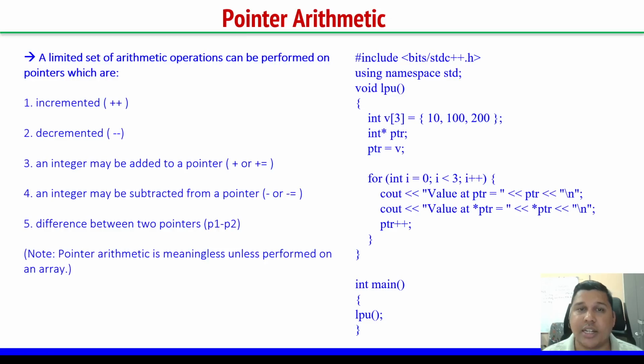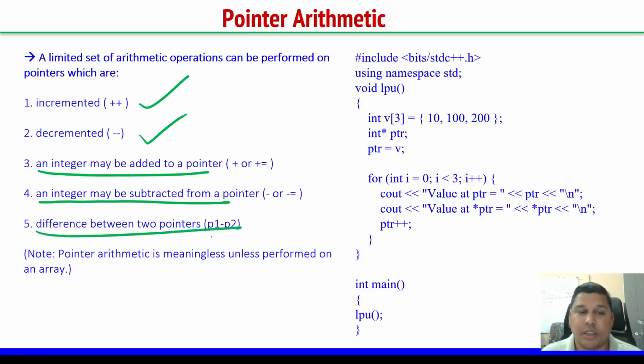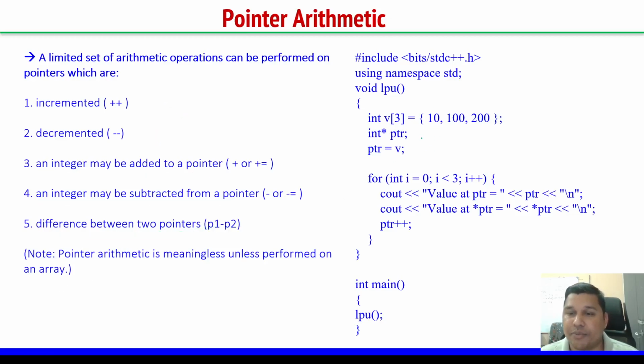It's very easy, you can answer it. Pointer arithmetic: you can perform increment, you can perform decrement. An integer may be added to a pointer, an integer may be subtracted from a pointer, and a difference between two pointers. These things are allowed, as we have just seen. And generally, there is one note: pointer arithmetic is meaningless unless performed on arrays. We will see this. Let's see an example here.